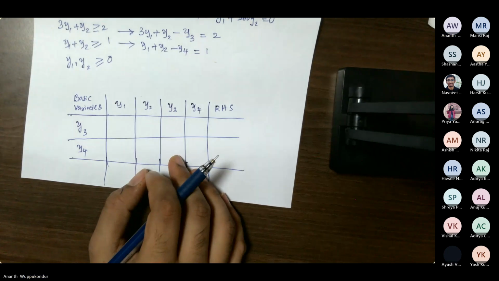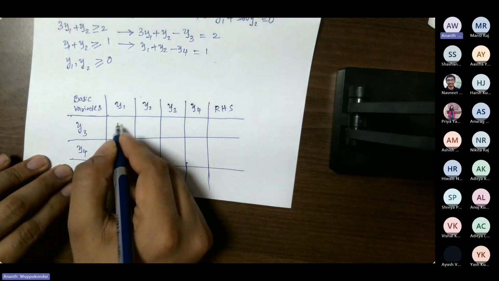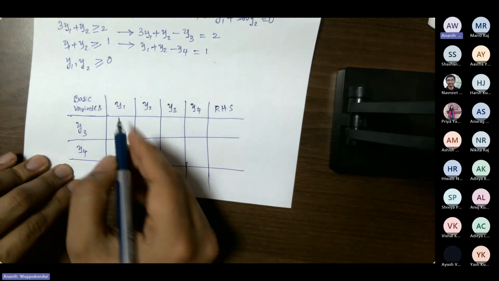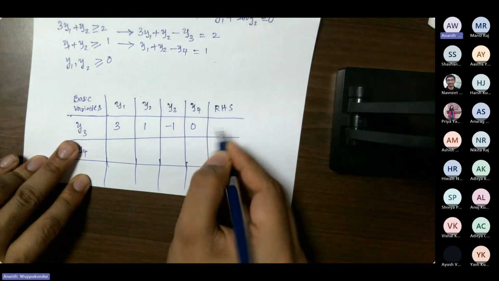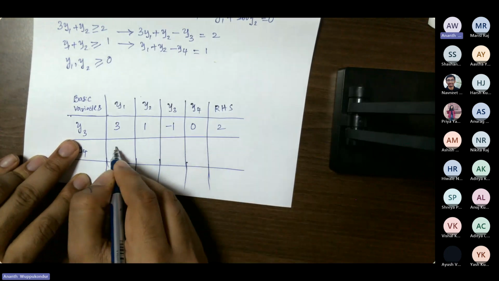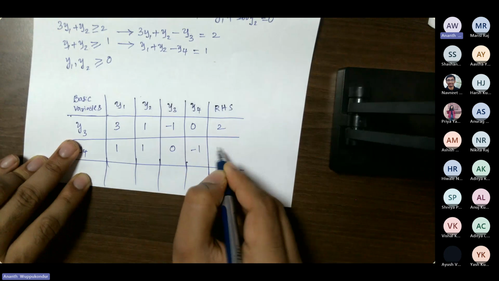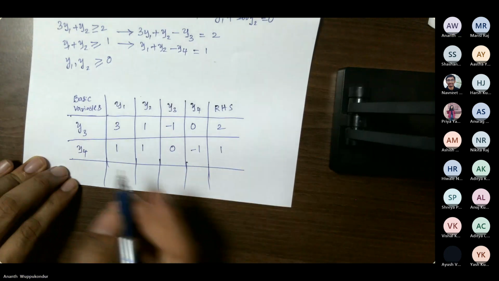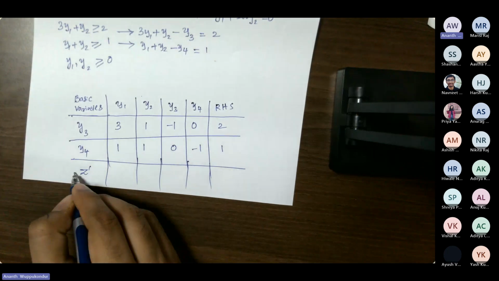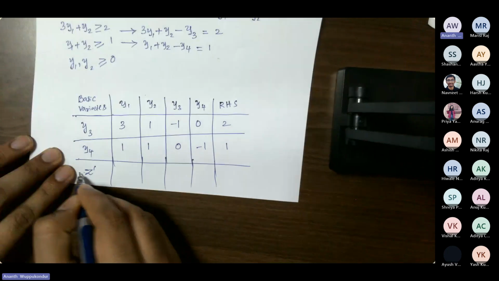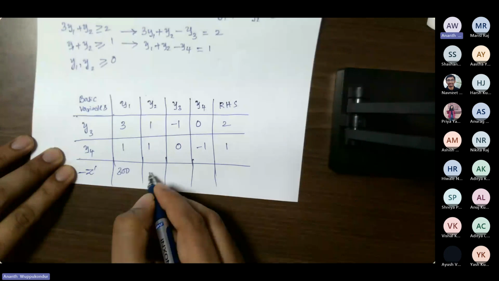So here we have to start with the coefficients of y1. It is 3, 1, minus 1, 0, 2. Then 1, 1, 0, minus 1, and 1. So this would be z prime, or you could say minus z prime. So this becomes 300, 200, 0, 0, 0.